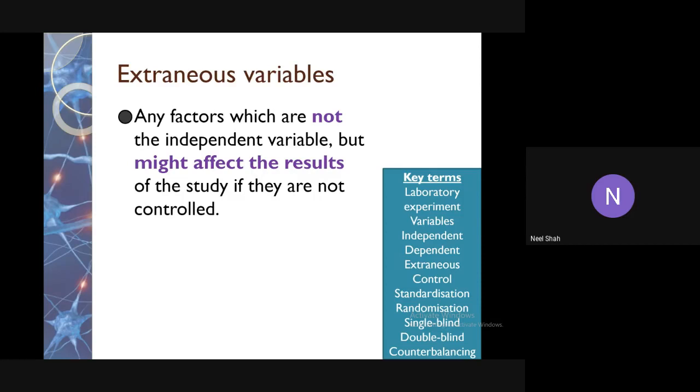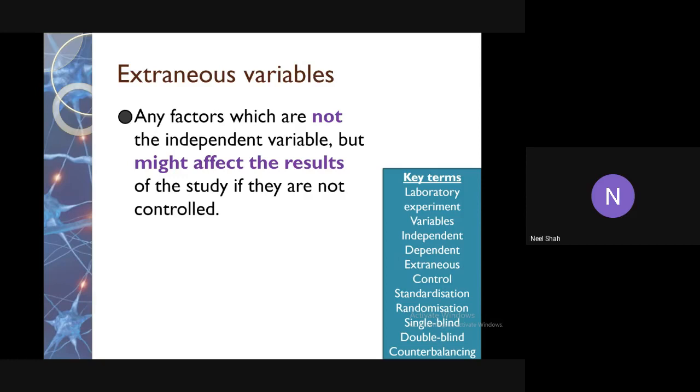These are any factors which are not the independent variable, but they might affect the results of the study if they're not controlled. So this is why, for example, if you were doing a test in a shopping mall or a public setting, anything could happen. Maybe it's a bit more of an unpredictable place.